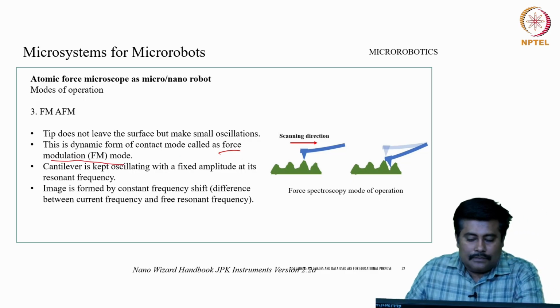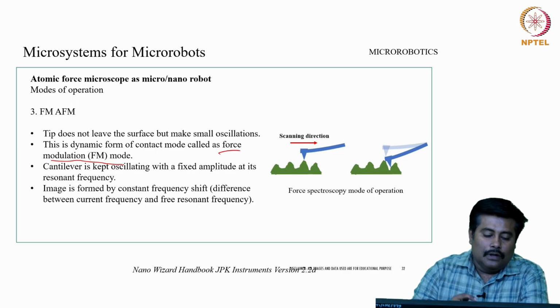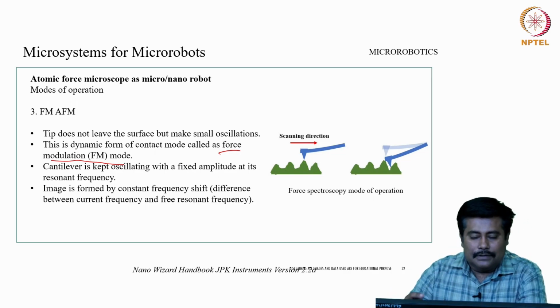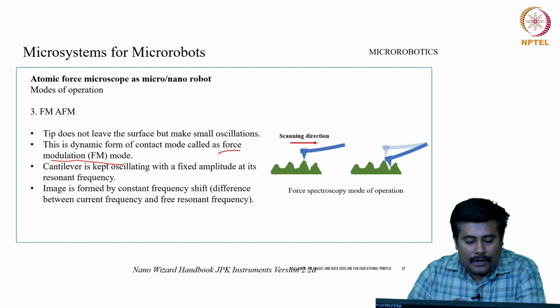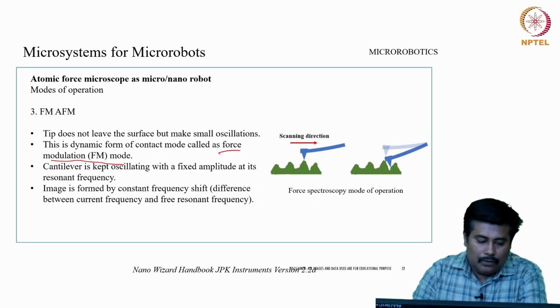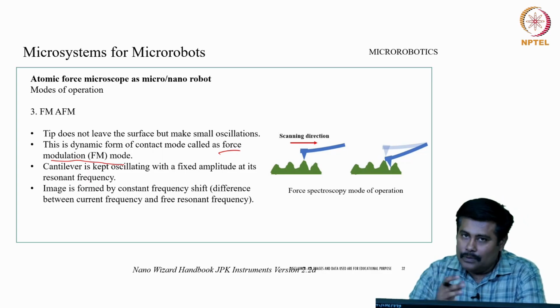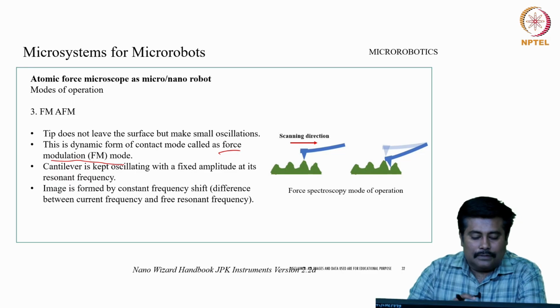In the force modulation mode, the tip does not leave the surface, but it makes a small oscillation. This is a dynamic form of contact mode called the force modulation mode. The cantilever is kept oscillating with a fixed amplitude, its resonance frequency is monitored, and the image is formed by a constant frequency shift.